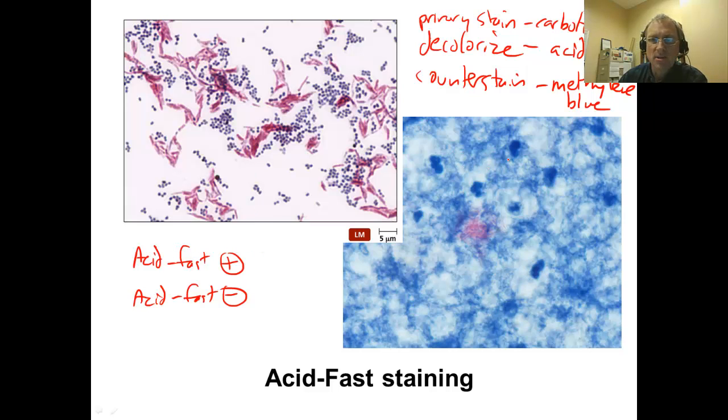Here is another smear where we can see a lot of gunky material throughout that's very difficult to see any sort of detail in, but in the center we can see this cluster of hot pink carbol fuchsin stained cells. And these are going to be the acid-fast bacteria, and here in the background, the blue material is other material that's not acid-fast bacteria. This is a differential stain.